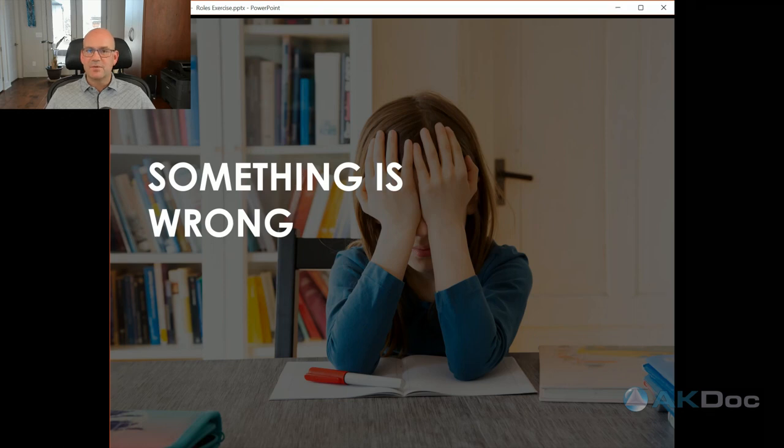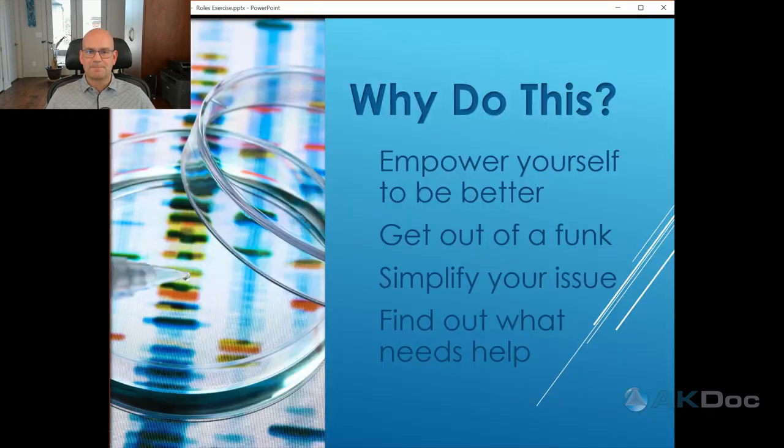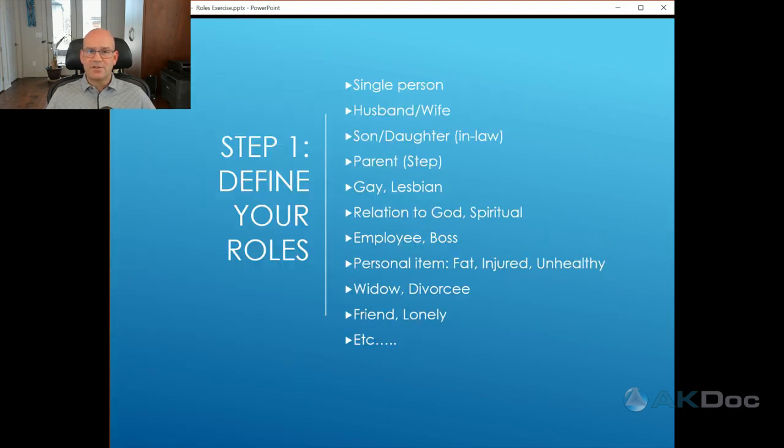So something's wrong in your life. What is this exercise and why do you want to do this? It's to help empower you to be better. It's to get out of your funk, whatever that is, to simplify your issue and understand your issue, and then find out what really needs help. So first you have to define your roles.